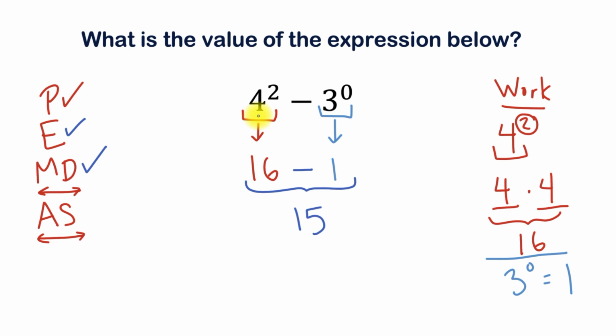Therefore, the value of this expression, 4 to the second power minus 3 to the 0 power, is equal to 15.